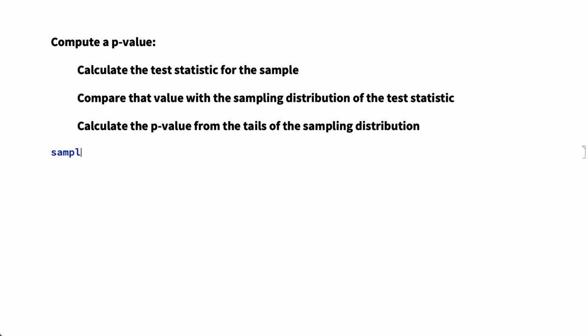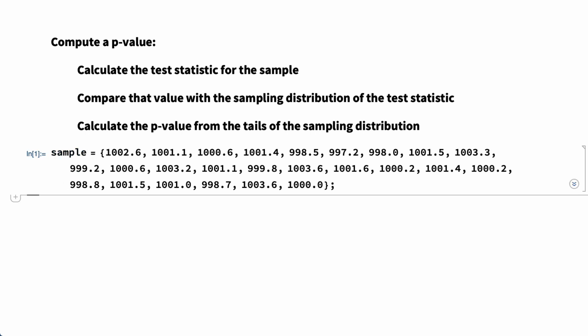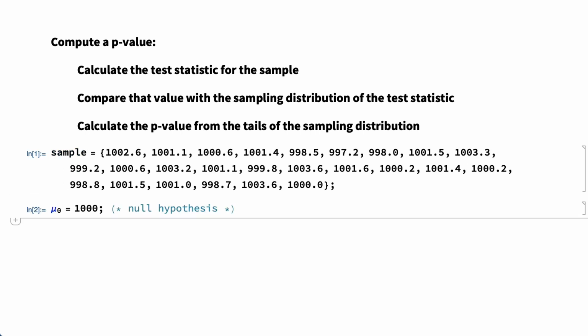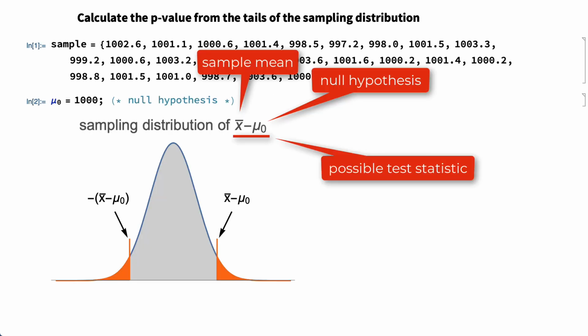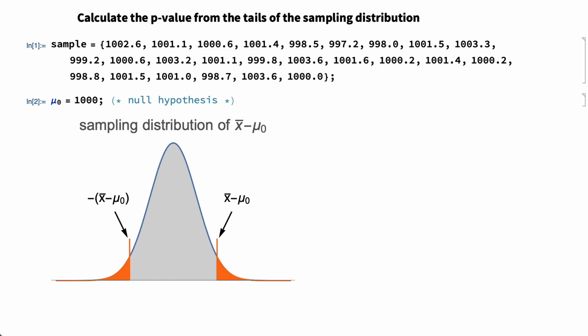For example, starting with a sample similar to the samples used in previous sections and a null hypothesis that the mean of the population from which that sample was drawn is 1,000, one possible test statistic is simply the difference between the sample mean and the mean specified in the null hypothesis. The problem with this test statistic is that if the standard deviation or the variance of the population is unknown, then the standard deviation of this sampling distribution is also not known.